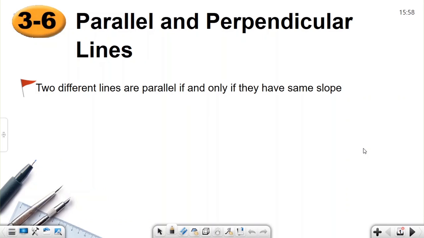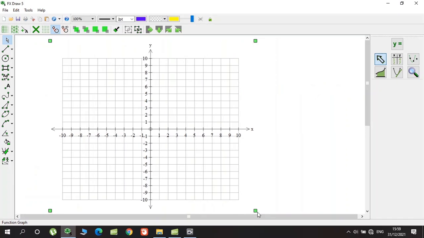First thing, we are going to talk about parallel lines. Two different lines are parallel if and only if they have the same slope. So if their slopes are the same, we will say they are parallel lines.